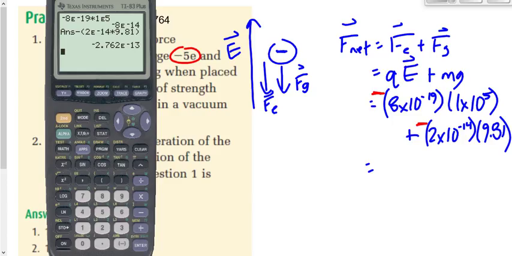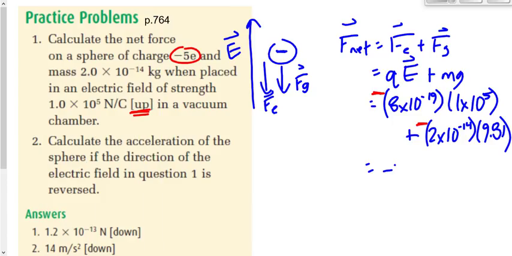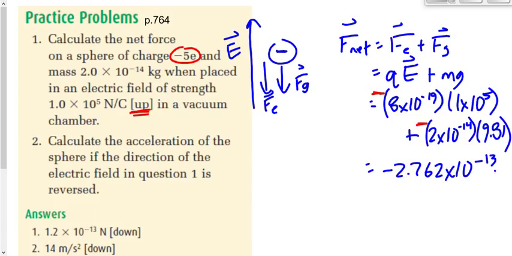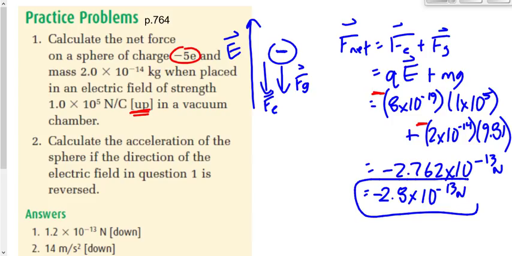Gives me negative 2.762 times 10 to the negative 13 newtons. So we're going to round that to negative 2.8 times 10 to the negative 13 newtons. The negative means that it's down, although we already knew that, right? We already knew that it was downward.